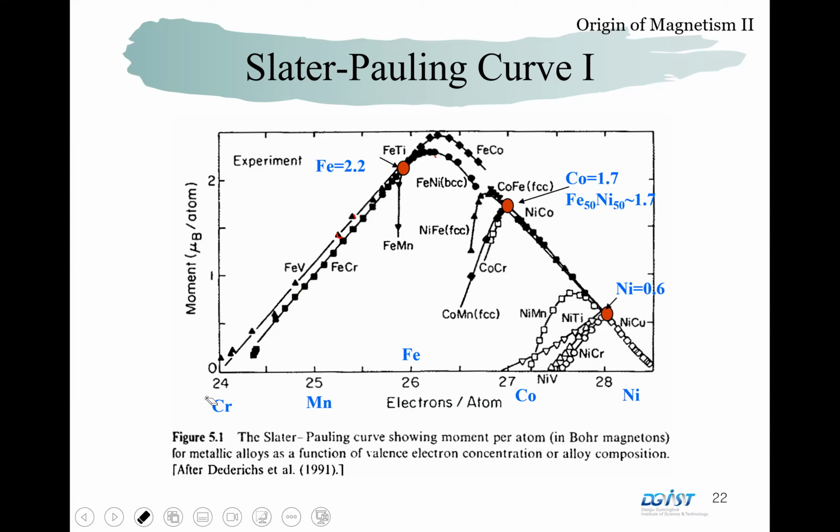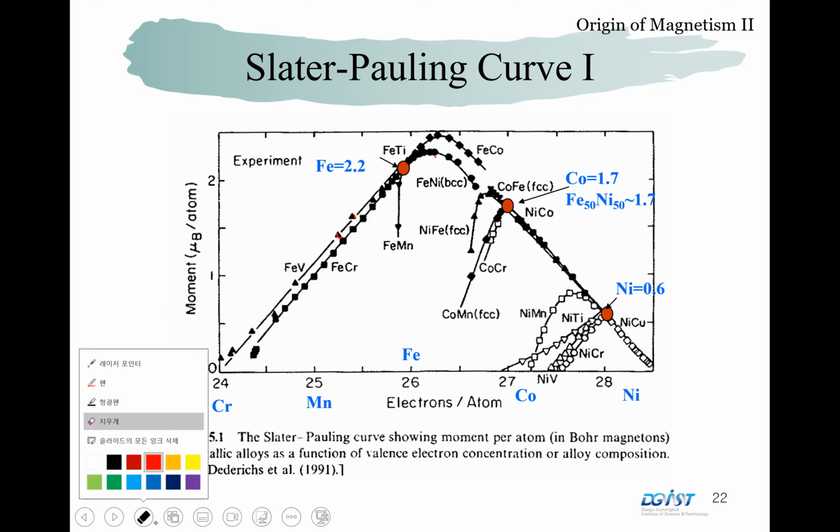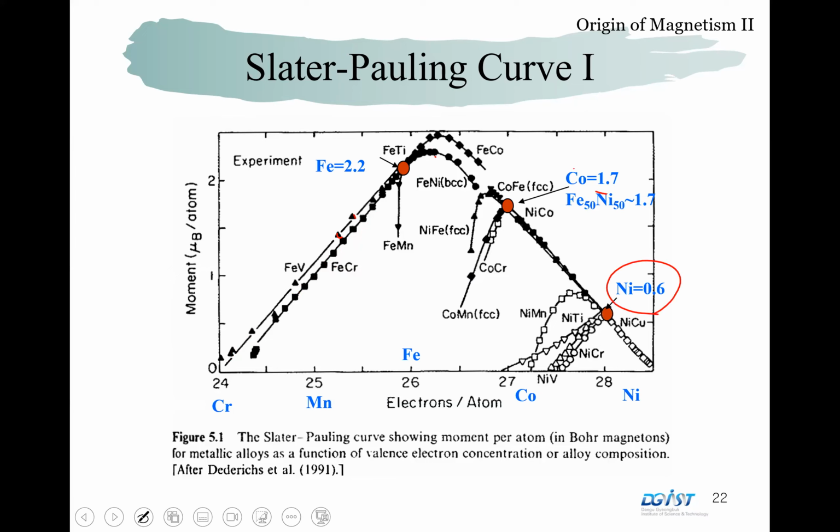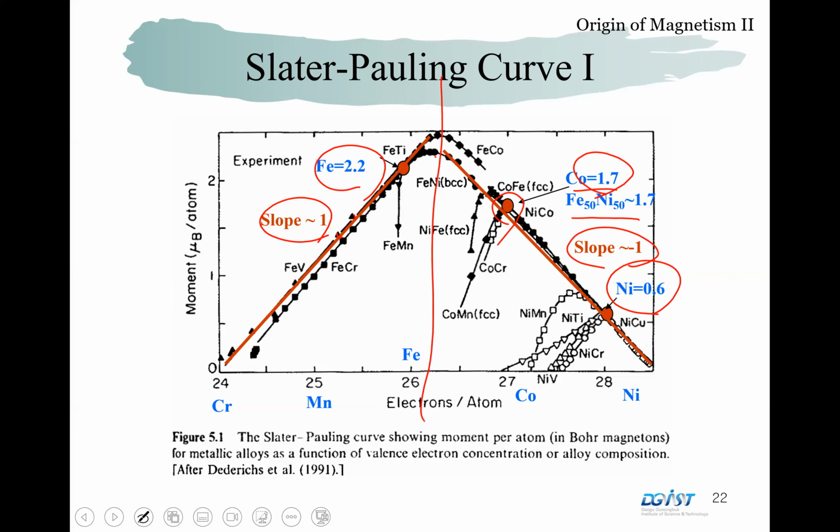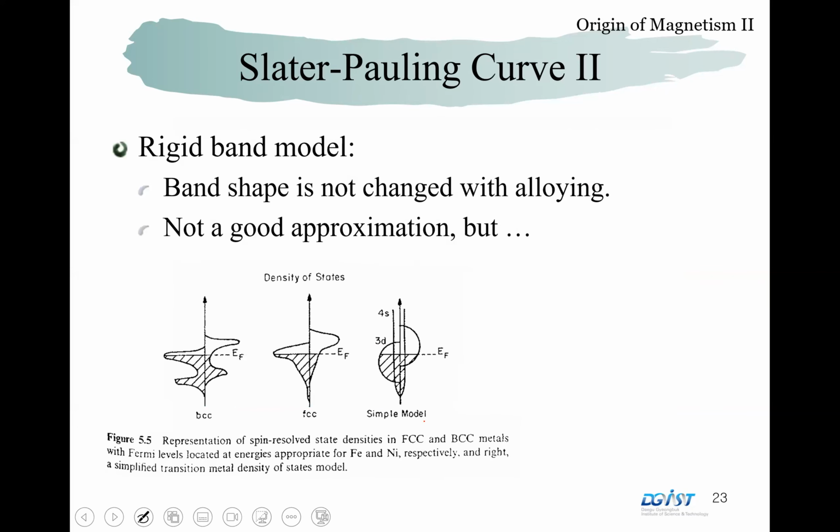And for nickel, we have 0.6, cobalt 1.7, iron is 2.2. And if you mix, for example, iron and nickel, then we have the same number of electrons as cobalt. And the magnetic moment is also the same. Okay? So we got the plus and the minus slope on both sides. At the center is something here. And how can you explain it?